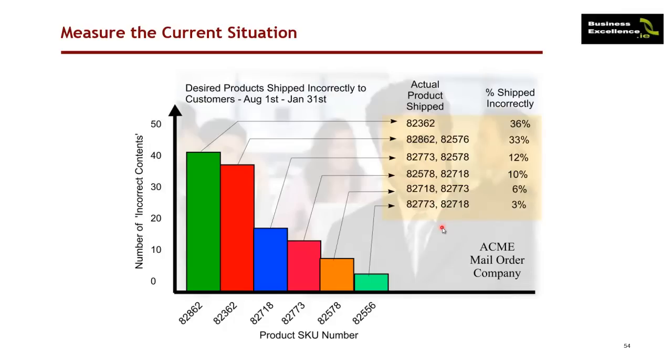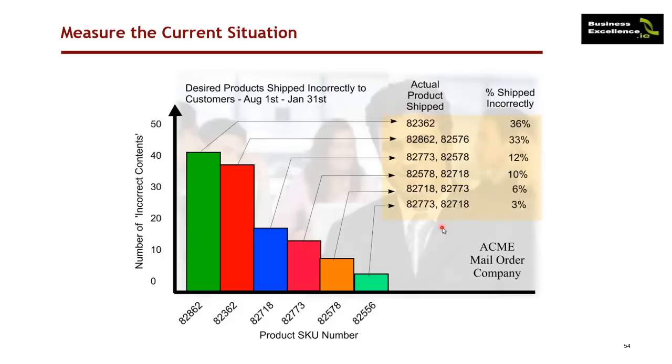If you apply the Pareto principle or the 80-20 principle, which says which products would you focus on that would give you the biggest return, the answer would be the first two products, 82862 and 82362, because they equate to 36 plus 33%, which is 69% of the overall problem. So if we could understand the root cause of what's causing these two products to be shipped incorrectly, and if we could solve that problem, we would solve 69% of the problem.